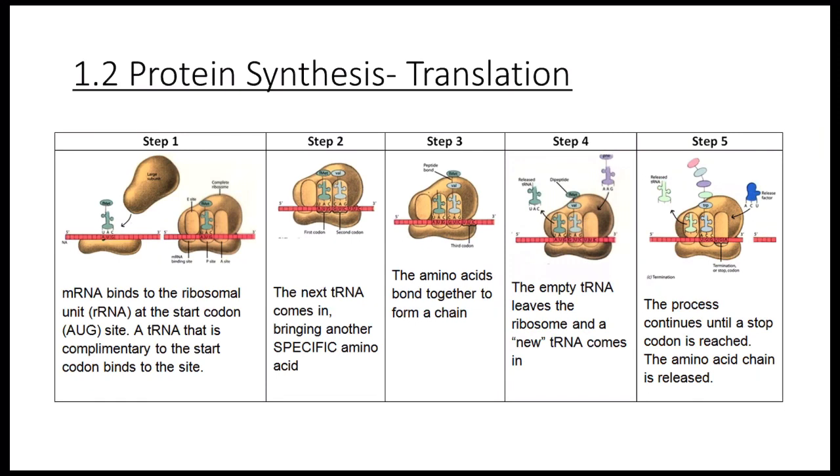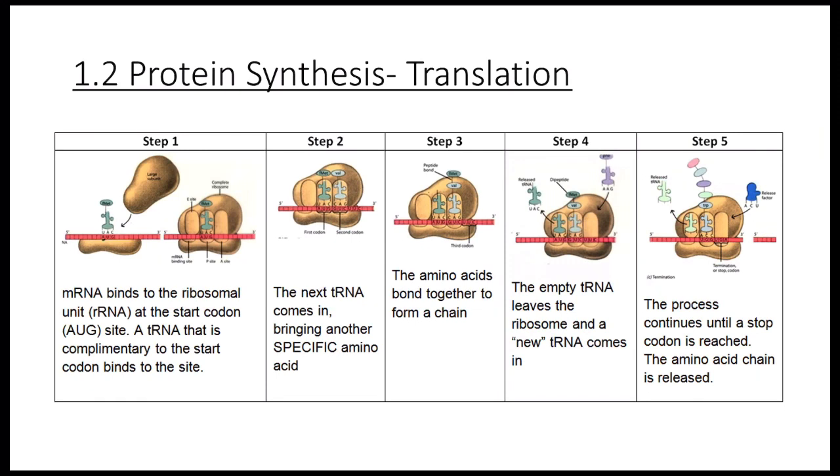mRNA, messenger RNA, brings to the ribosomal unit, which is rRNA, which stands for ribosomal RNA, at the start codon AUG site. A tRNA that is complementary to the start codon binds to the site. In step 2, the next tRNA comes in, bringing another specific amino acid. Step 3, the amino acids bond together to form a chain.